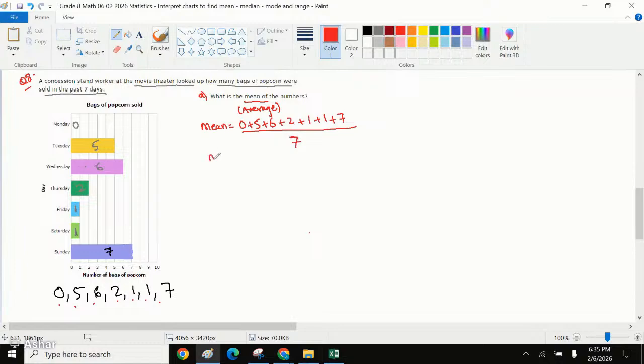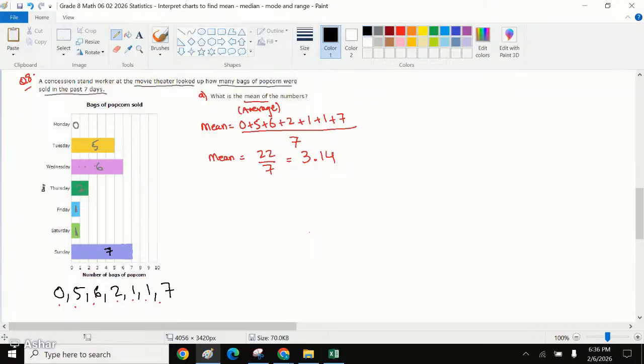So when we divide 22 by 7, 3 times 7 is 21, right? So we would have a decimal answer. It's okay. Let's say the mean came out to be 3.14. It's perfectly fine for us if it's a decimal right now. We're done with the mean.